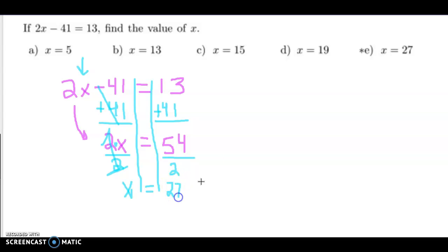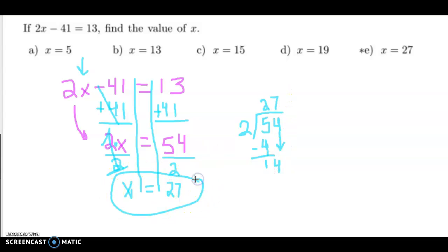I bring down my equal sign, and then 54 divided by 2 is 27. You can put that into your calculator if you would like, or you can do long division, which would look like this. 2 goes into 5 2 times, that's 4. I subtract, I bring down my 4. 2 goes into 14 7 times, and that's how I'm getting that value of 27.